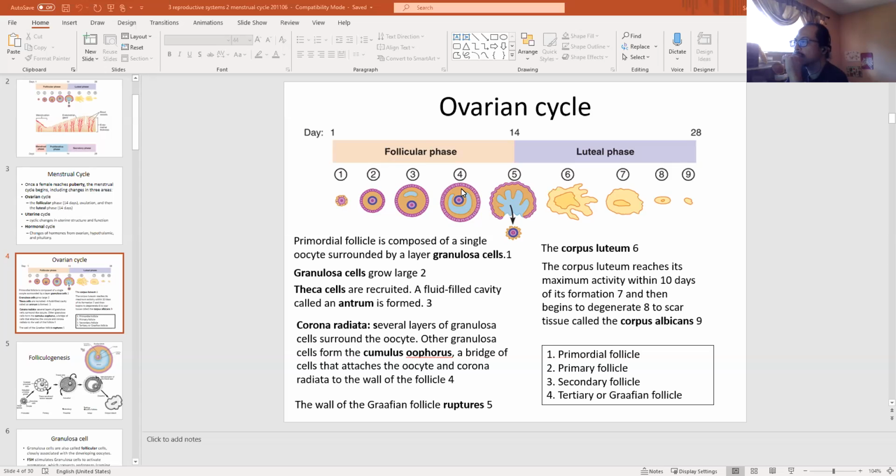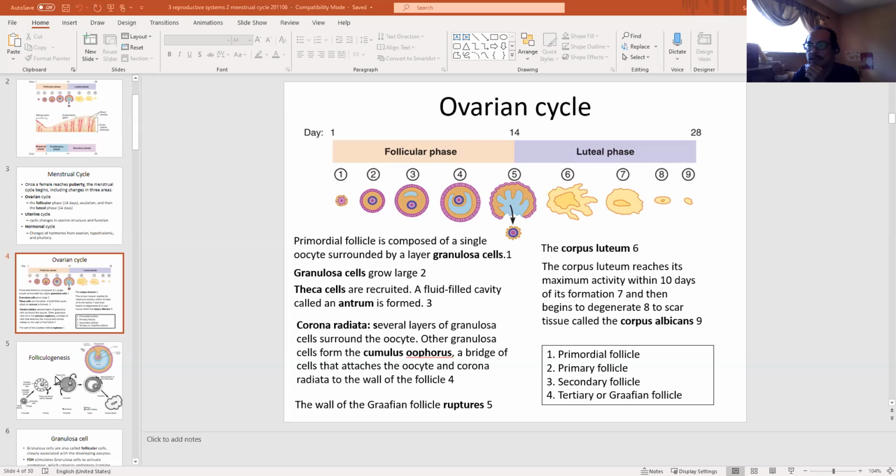At this stage, the antrum almost circulates the entire primary oocyte, leaving some of these granulosa cells surrounding the primary oocyte. This is called the corona radiata, and a small portion connecting with the follicular wall is called the cumulus oophorus.